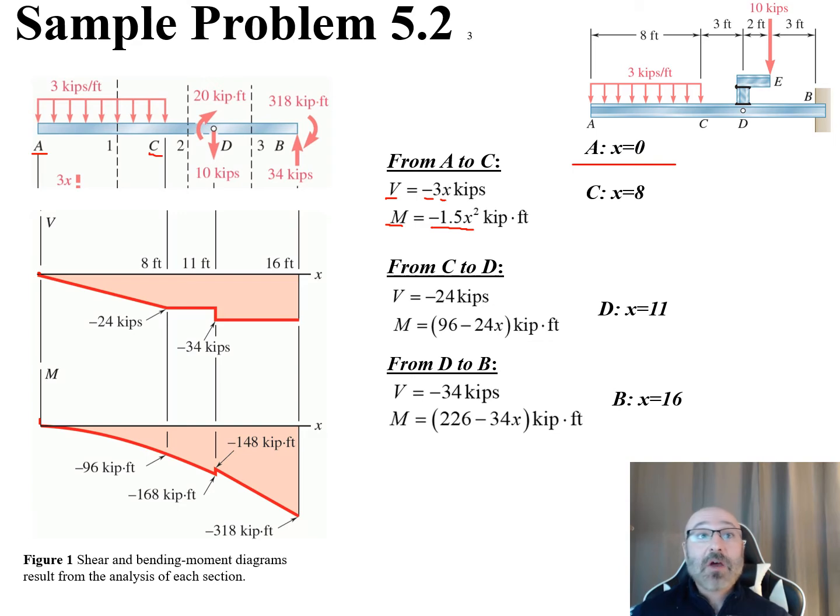For point C, our x is equal to 8 feet right there. So if we plug in 8 right there, then we have a -24 for our point right there. So we can draw a line from there to there, from 0 to -24 kips right there. So that's our shear diagram right there.